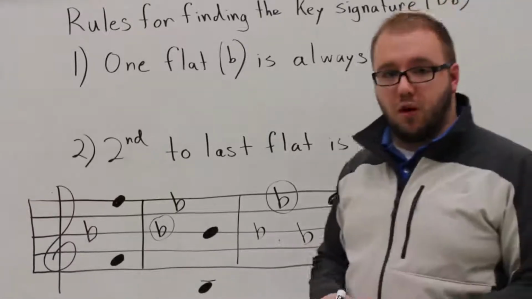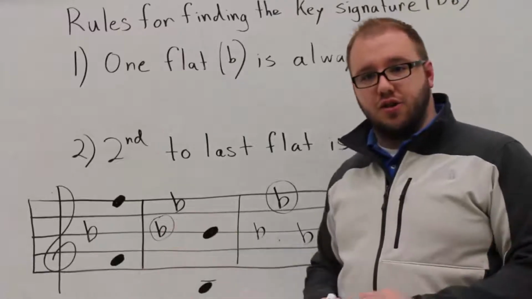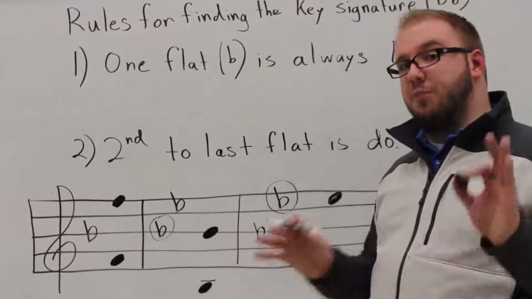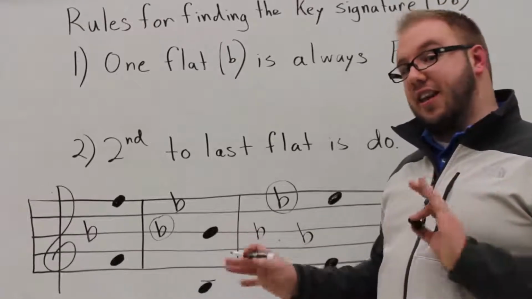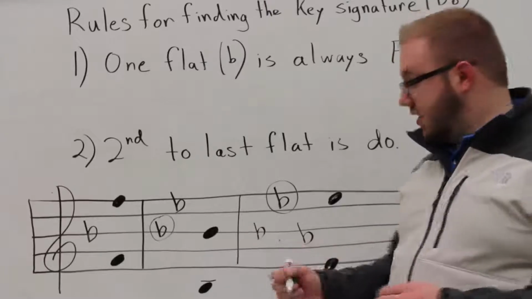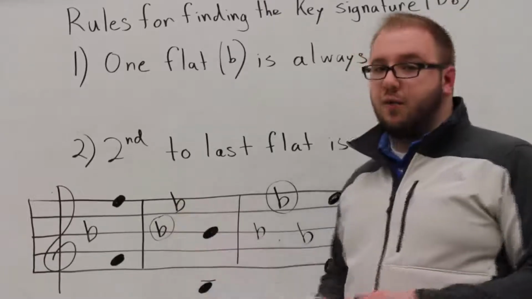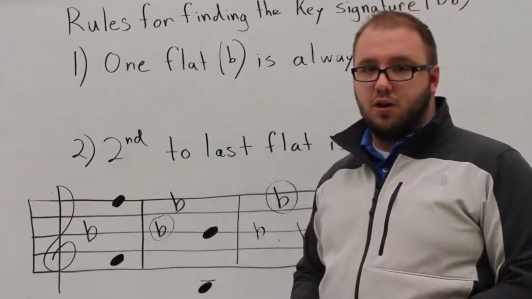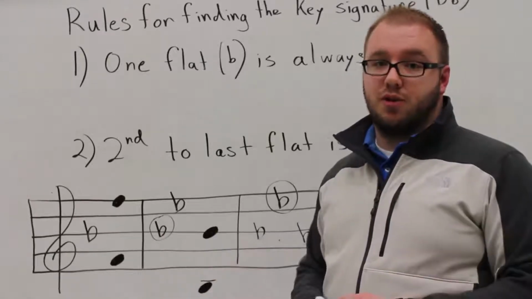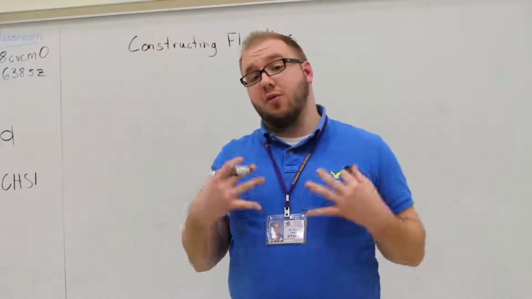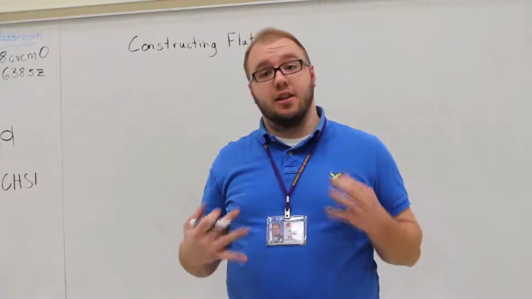One thing you have to remember when we're doing key signatures, especially with flats, is that we have to be able to distinguish between the key of B flat and the key of B. Because the key of B flat is two flats. If we had the key of B, that's 5 sharps. So we need to be able to distinguish between flats and sharps.